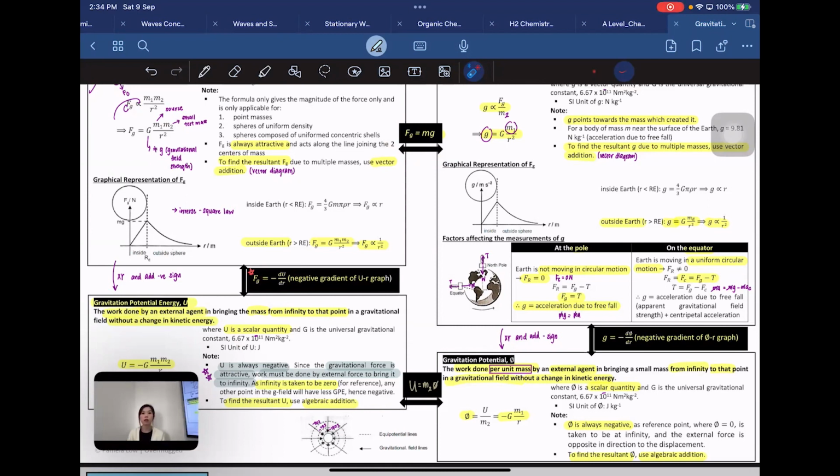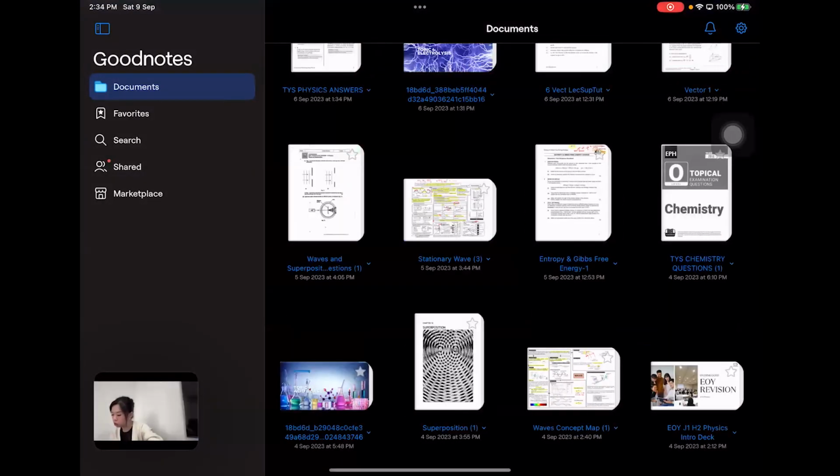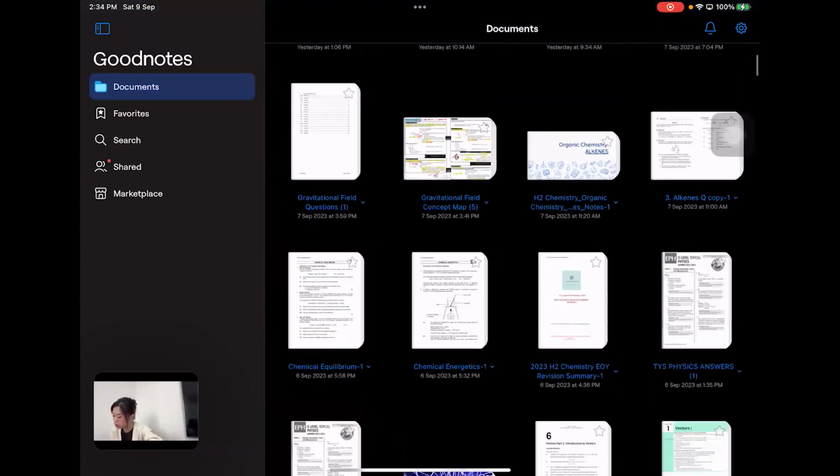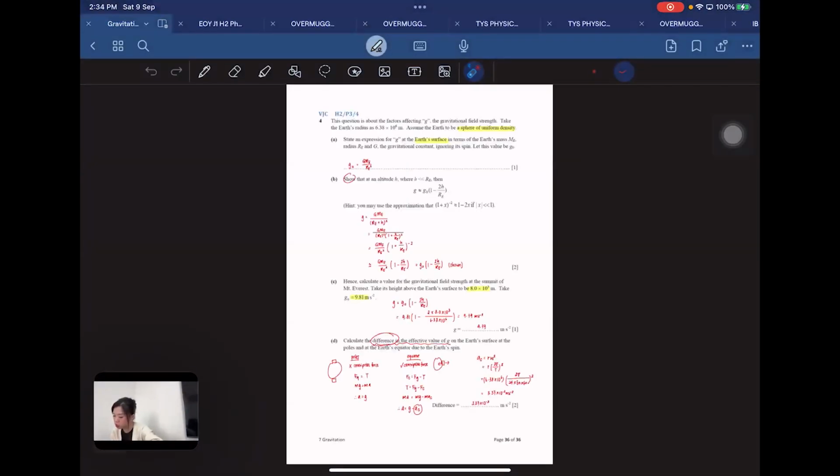Okay, clear? So one set of questions that they like to ask you is really the technical one, which gives you graphs, asks you to draw graphs, asks you to use the formula. So we'll take a look at that first before we move on to the application-based questions. Now I've given you gravitational field questions here.